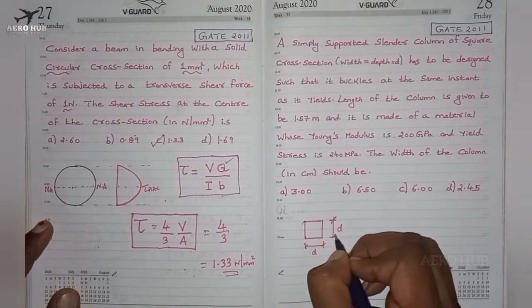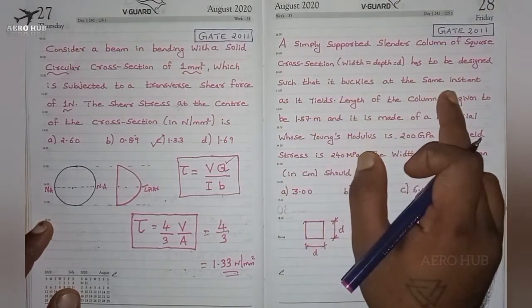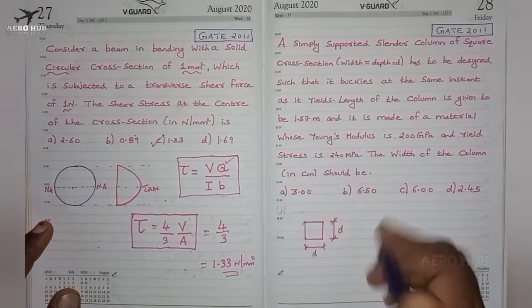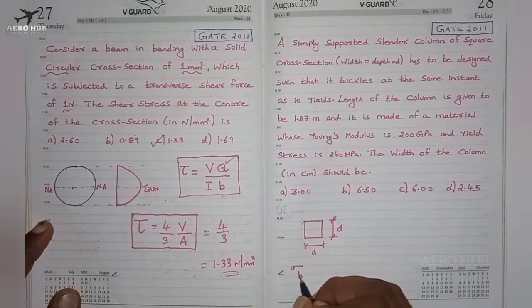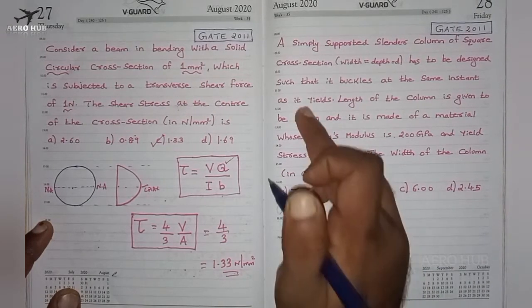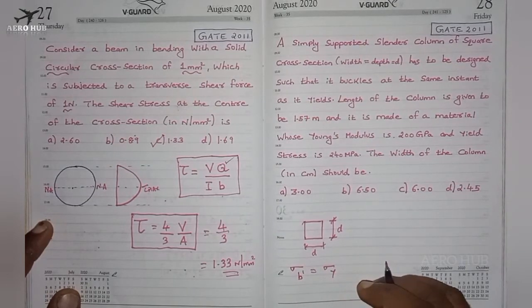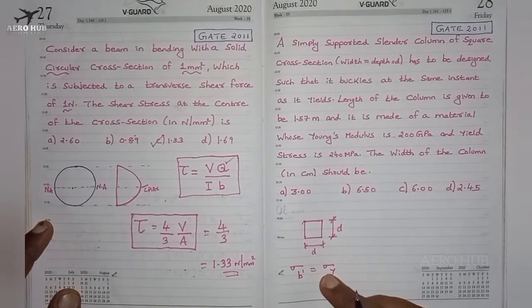Okay, this is the section and it is designed such that it buckles at the same instant as it yields. Therefore the buckling stress, denoted as sigma b dash, is equal to the yield stress. Sigma b dash is the buckling stress, sigma y is the yield stress.